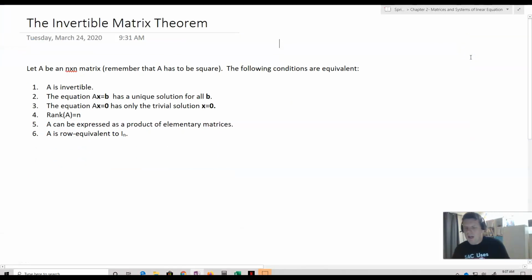Okay, so what we want to talk about today is the invertible matrix theorem. We're going to look at the first part of it, because we've only really gone through work with systems of equations, matrices, and augmented matrices. The invertible matrix theorem actually extends out into work with vectors, and it extends out into working with linear transformations.